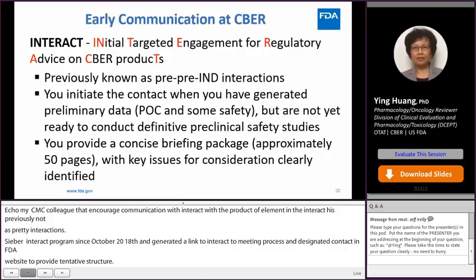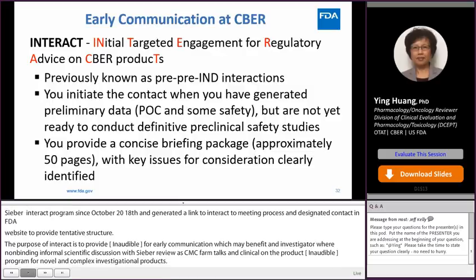For the INTERACT process, you initiate the contact. Typically, when you have generated preliminary data, POC, and some safety, but are not yet ready to conduct definitive preclinical safety studies, you provide a concise briefing package, approximately 50 pages, with key issues for consideration clearly identified.